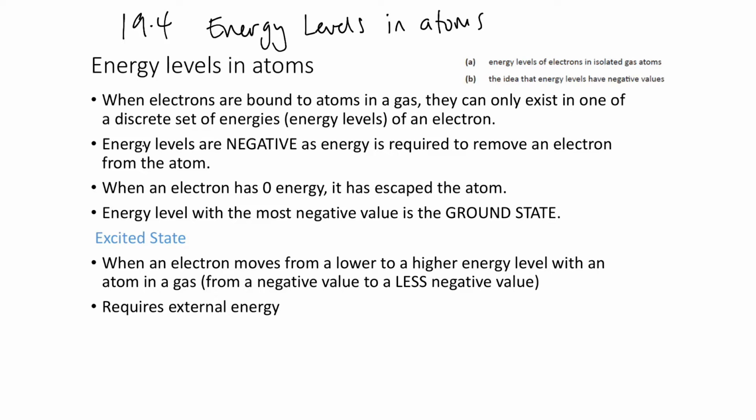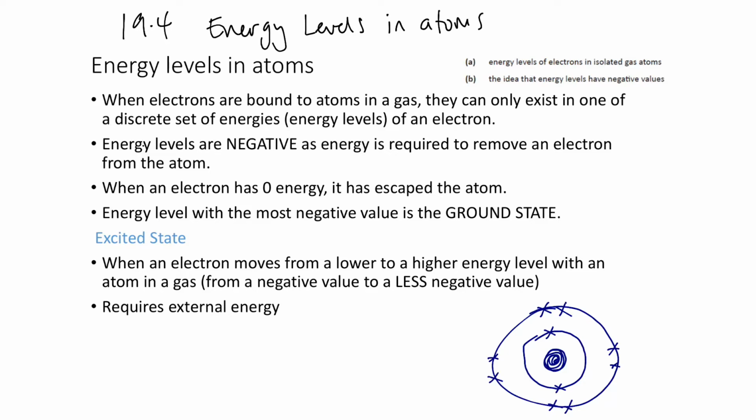So when electrons are bound to atoms in a gas, they can only exist in one of a discrete set of energies, so energy levels of an electron. At GCSE, you'll be familiar with the idea that in the middle we've got the nucleus, and in the first shell there might be 2 electrons, and then in the next shell we might say 8, etc. But you've got the idea that electrons have to be in a certain position and they can't be anywhere else. So the electrons, we would say, are bound to the atoms and they can only exist in a certain place. That's a certain energy level.